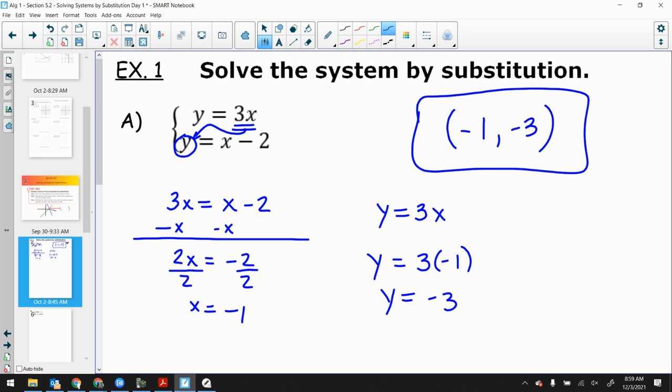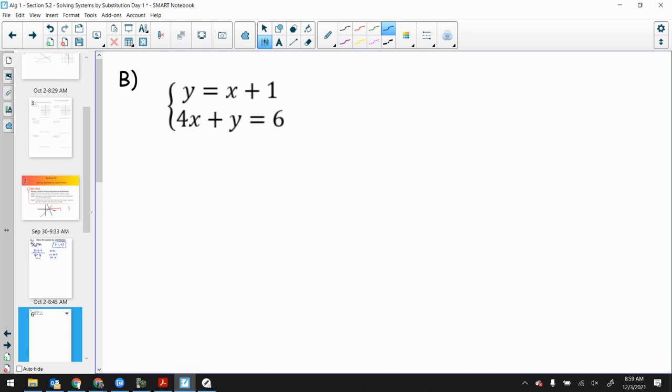I'm going to increasingly make it a little bit more weird. Like so, this next one. Do you notice how the second equation is not solved for y, right? In the first example, both equations were solved for y, so I essentially just set them equal to one another.